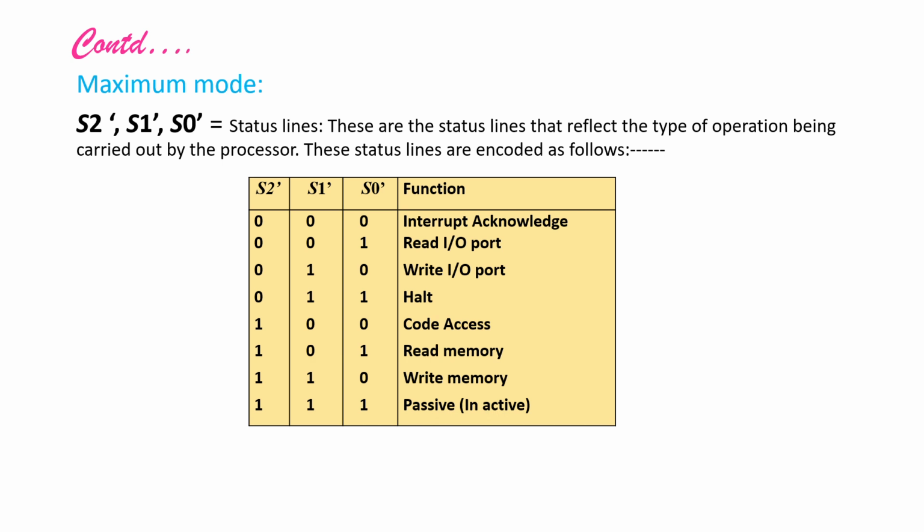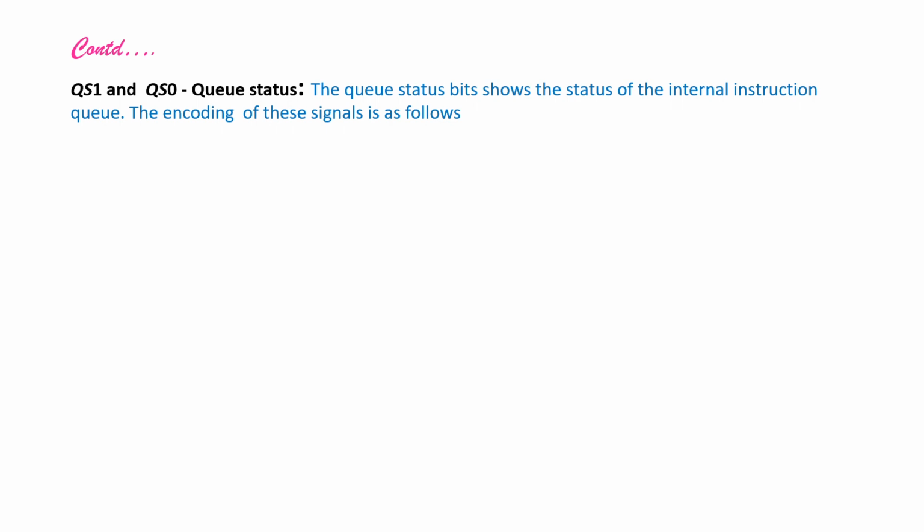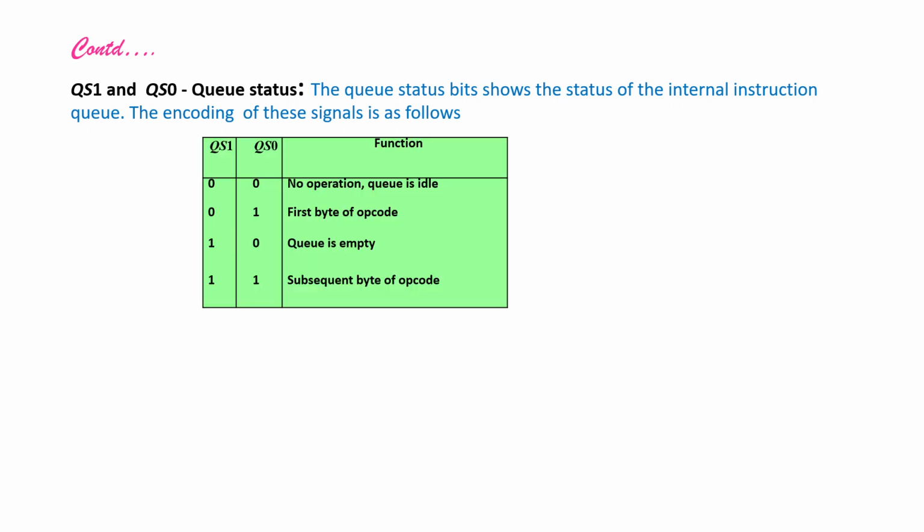It is the inactive operation. Now coming to QS1 and QS0. QS stands for the queue status. It is basically used for the operation of the queue. There are 2 pins, QS0 and QS1, so there are 4 combinations. When it is 00, no operation, queue is idle. When it is 01, first byte opcode from the queue. When it is 10, queue is empty, and when 11, that is a subsequent byte opcode from the queue.